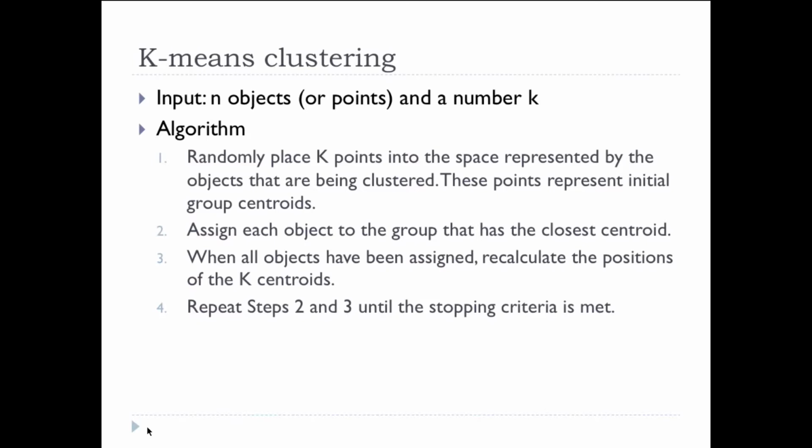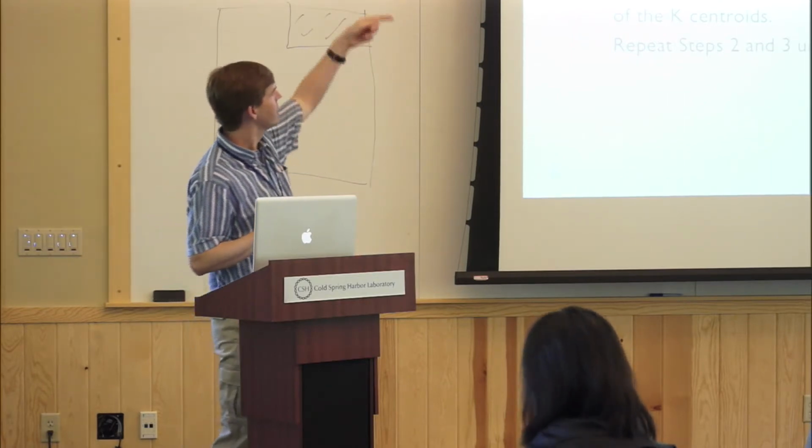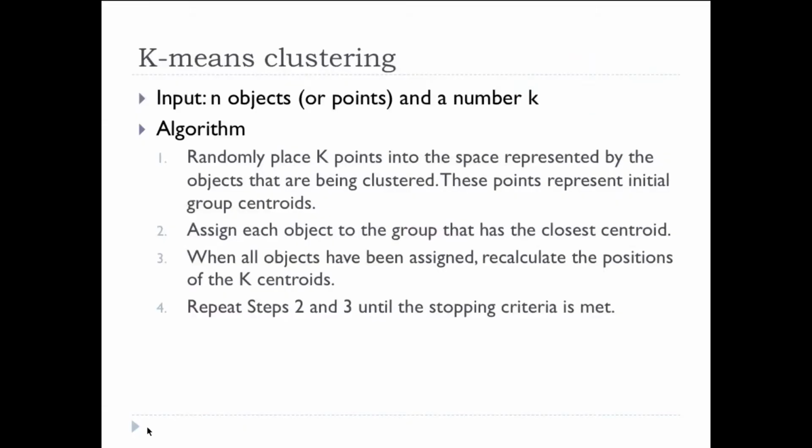When all the objects have been assigned, we're going to recalculate the positions of the centroids. So we're going to take all the points that have been assigned to that centroid and calculate what the new center of that cluster is. We're going to drop a point there. Then we're going to go back to step 2 and assign all the objects to the group that has the closest centroid. We're going to keep going until we get centroids that really don't change.